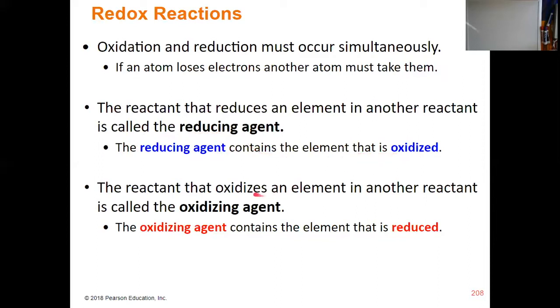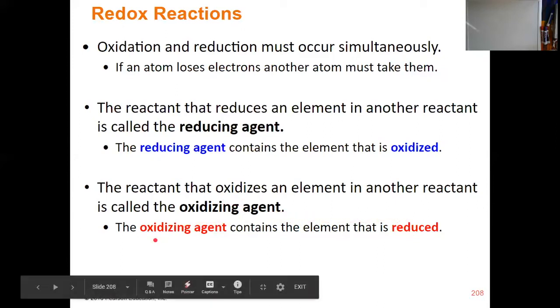The opposite of that is the oxidizing agent. That's the thing that causes oxidation. Oxidation means a loss of electrons. So the thing that causes oxidation to happen is going to be the thing that takes the electrons away, or the thing that is reduced. So the oxidizing agent contains the element that is reduced.